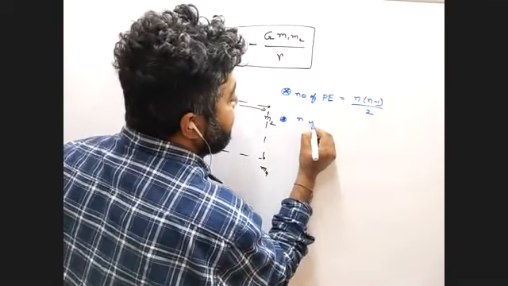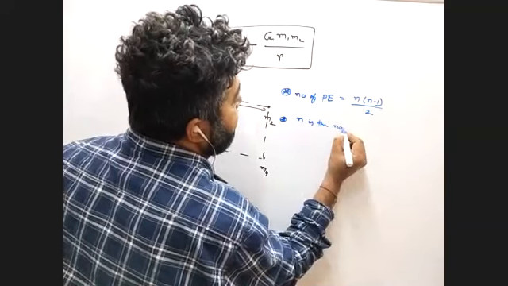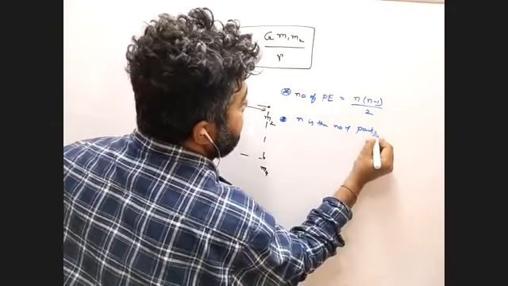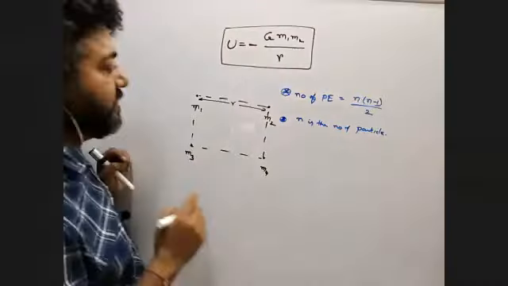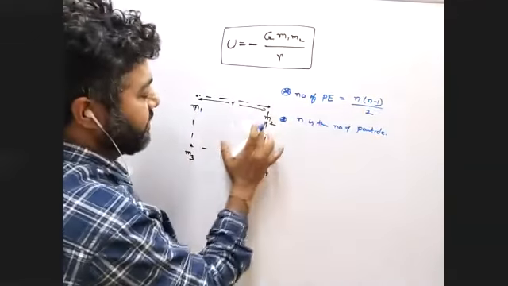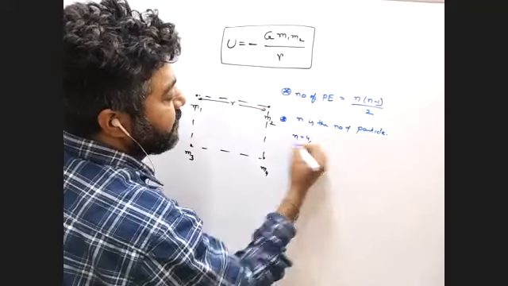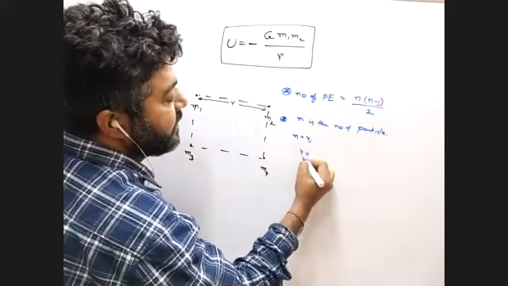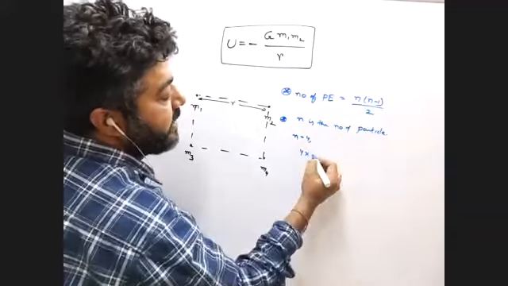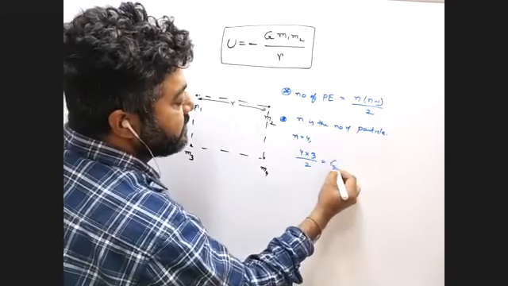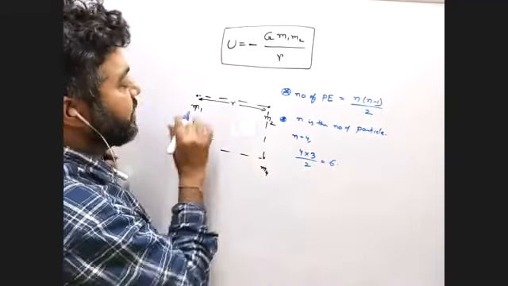Where n is the number of particles. So how many particles do you have here? Suppose four particles, so we can say n is 4. So the number of potential energies is 4 into 4 minus 1, which is 3, by 2. That means 6.